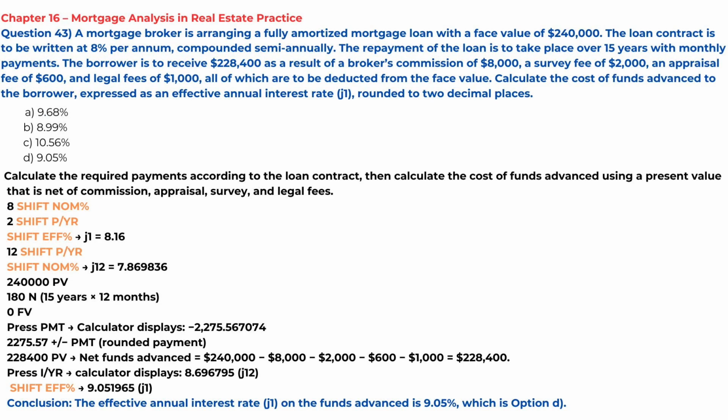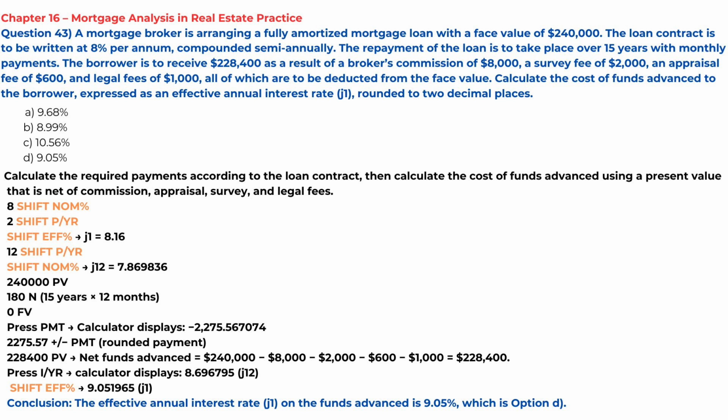Question 43. A mortgage broker is arranging a fully amortized mortgage loan with a face value of $240,000. The loan contract is to be written at 8% per annum, compounded semi-annually. The repayment of the loan is to take place over 15 years with monthly payments. The borrower is to receive $228,400 as a result of a broker's commission of $8,000, a survey fee of $2,000, an appraisal fee of $600, and legal fees of $1,000, all of which are to be deducted from the face value.